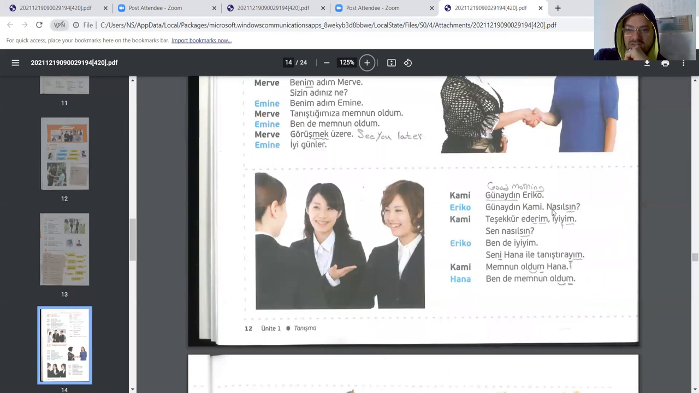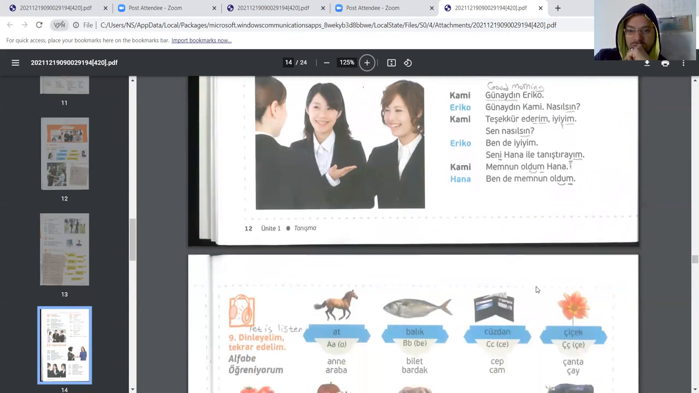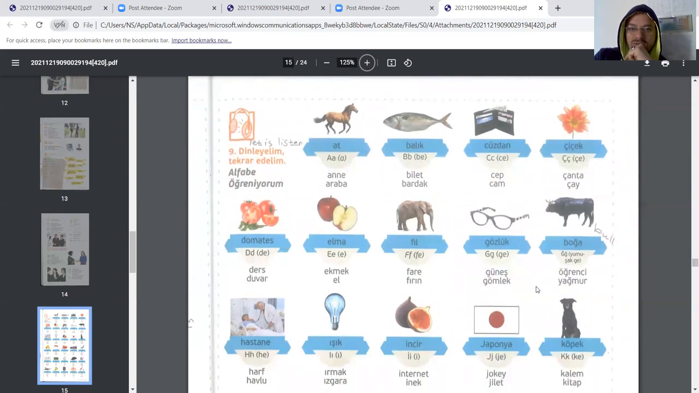Günaydın Eriko, günaydın Kemi, nasılsın? Here, not formal speech. Teşekkür ederim. İyiyim. Sen nasılsın? Ben de iyiyim. Seni Hana ile tanıştırayım. Let me introduce. Memnun oldum Hana. Ben de memnun oldum. Here, like when we were listening to the dialogue about the Turkish letters, alphabet.